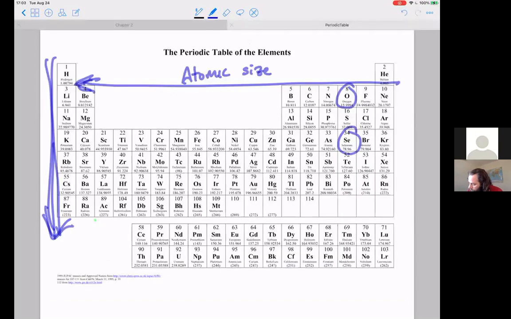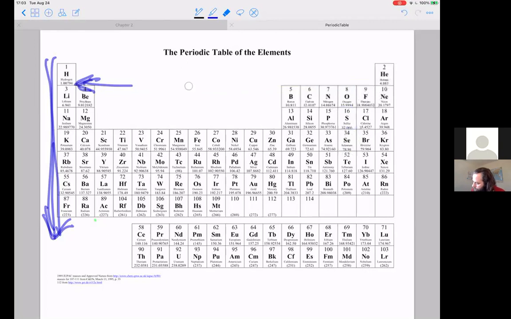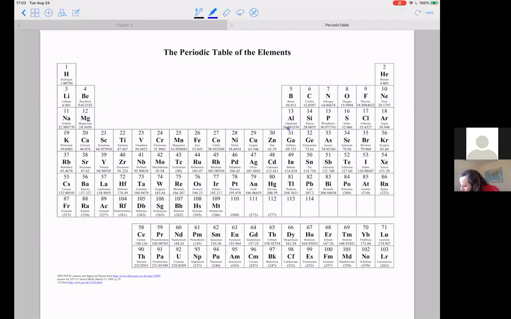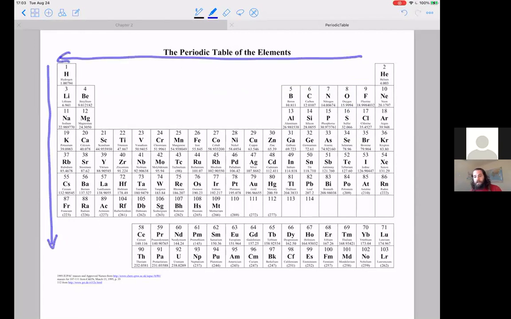So let's go ahead and draw those in. What's going on there? It's easier to remove going down, going this way. So notice it's actually the same trends as the atomic radius trends, so that's nice.